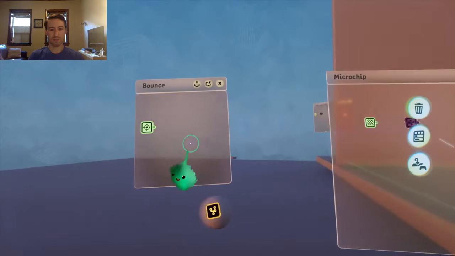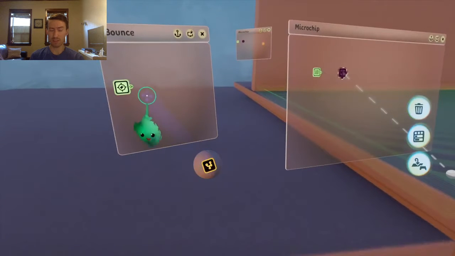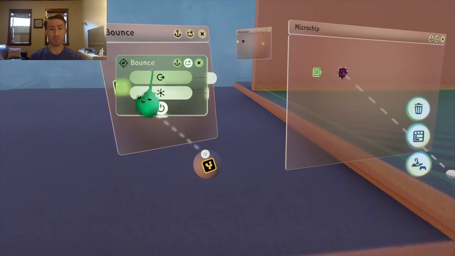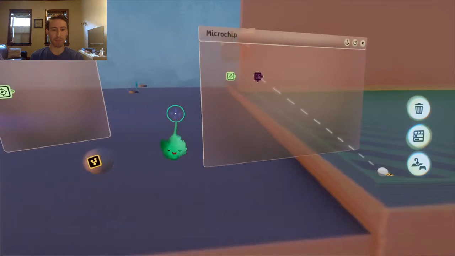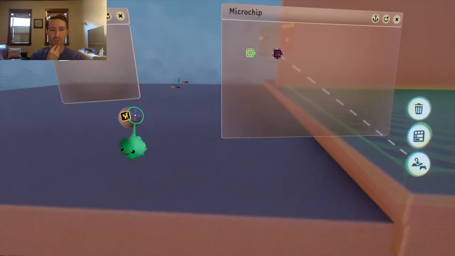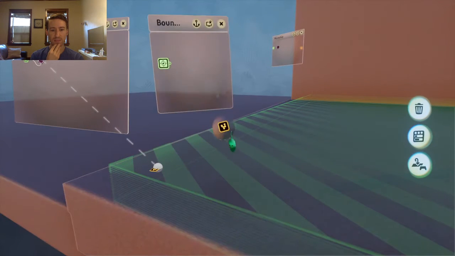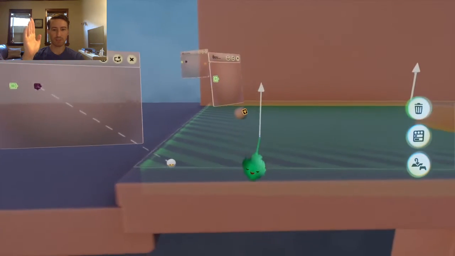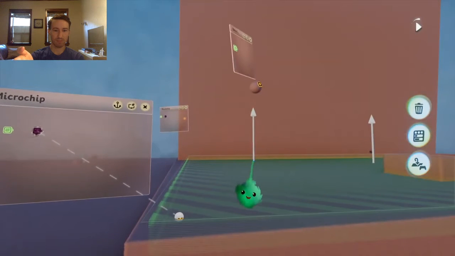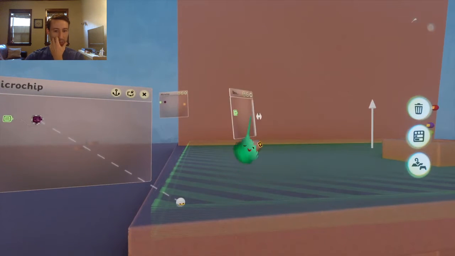Set up a tag, set up the trigger zone to a specific thing. In this case, the ball is called bounce. You can make multiple ones of those. And as soon as this tag hits that zone, the emitter, which is set to push up, does just that. That's simple.